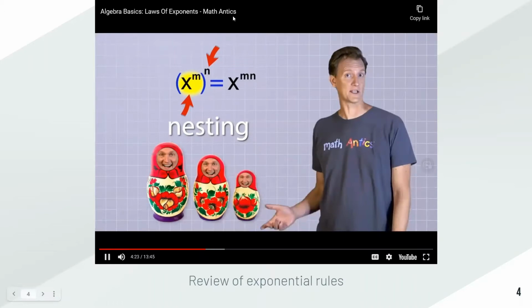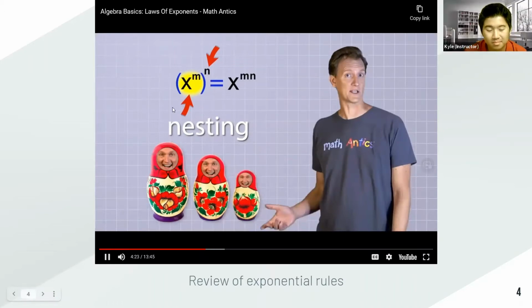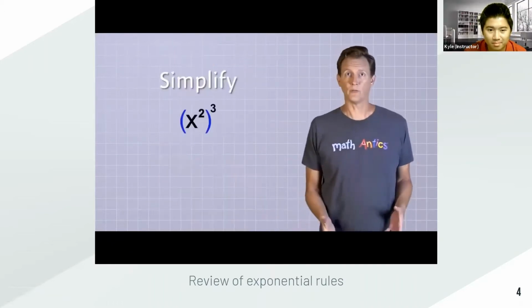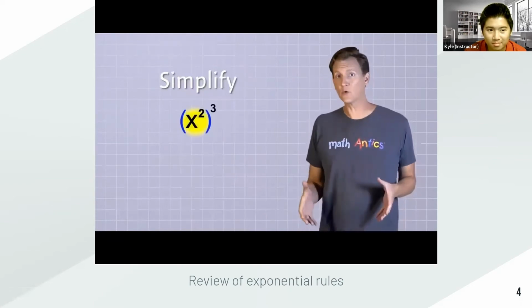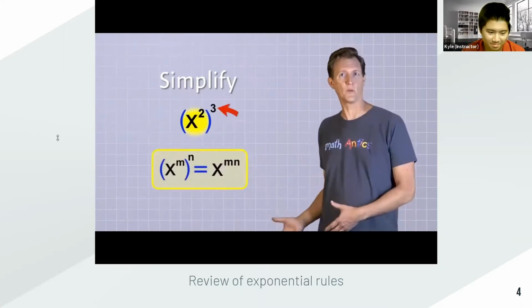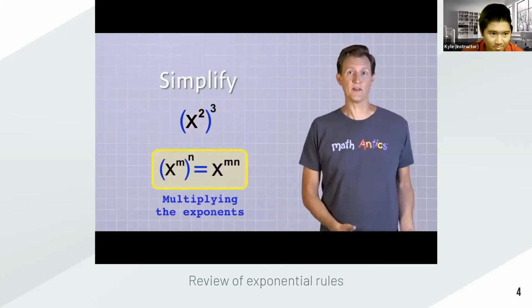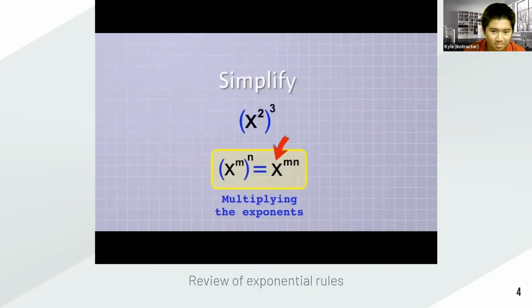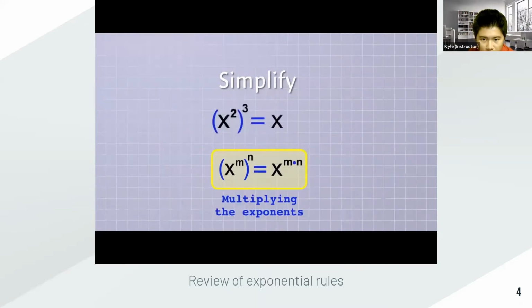Nesting dolls. So what if someone asks you to simplify the expression x squared cubed, which means the entire x squared term is raised to the 3rd power? Well, our law tells us that we can simplify that by multiplying the exponents together. See how it equals x to the power of mn, which means m times n? That means x squared raised to the 3rd power would be the same as x to the power of 2 times 3, which is 6.